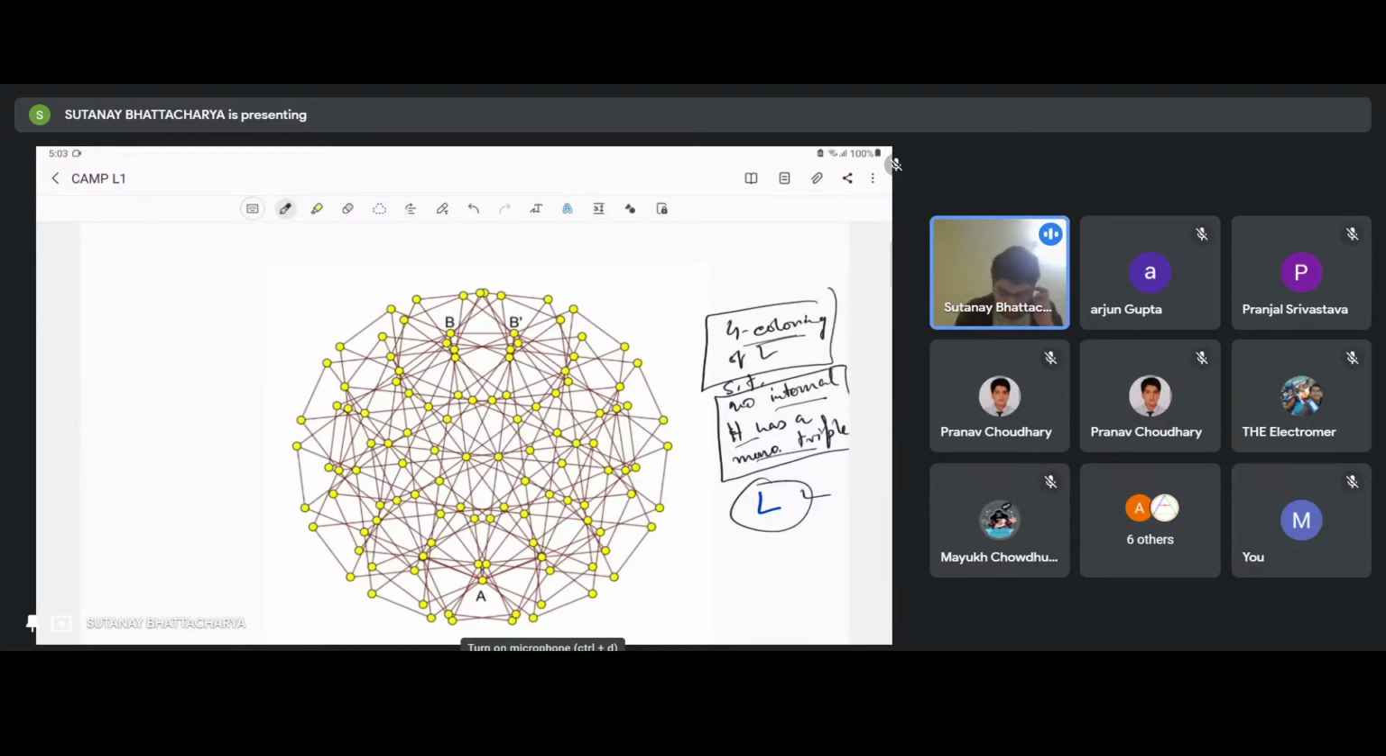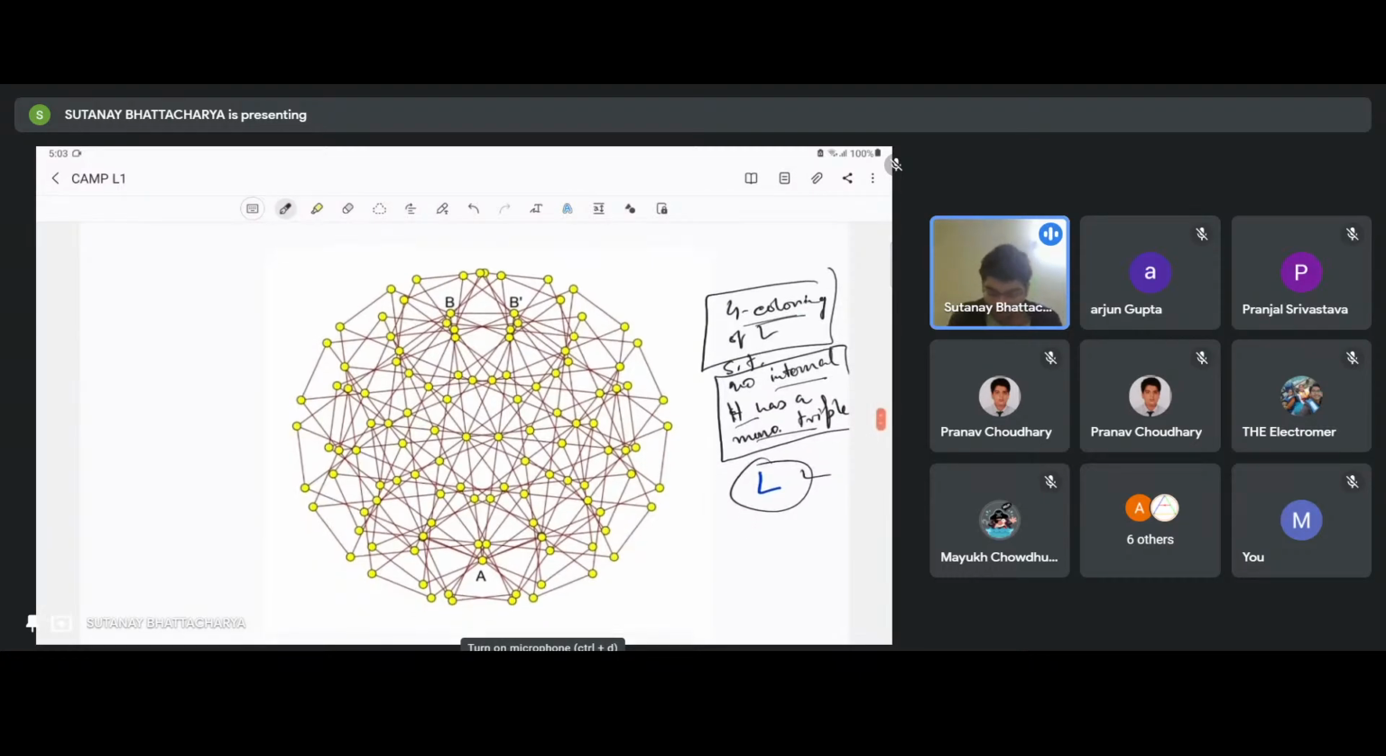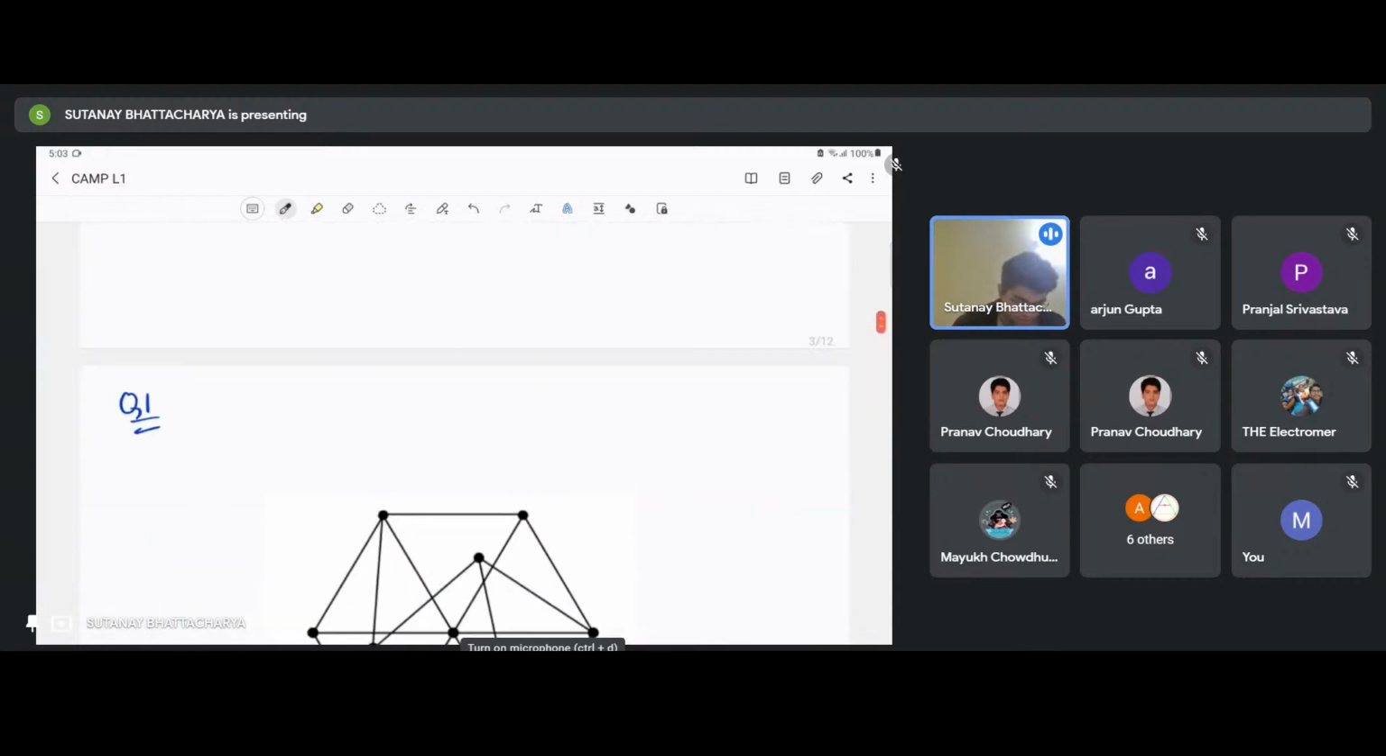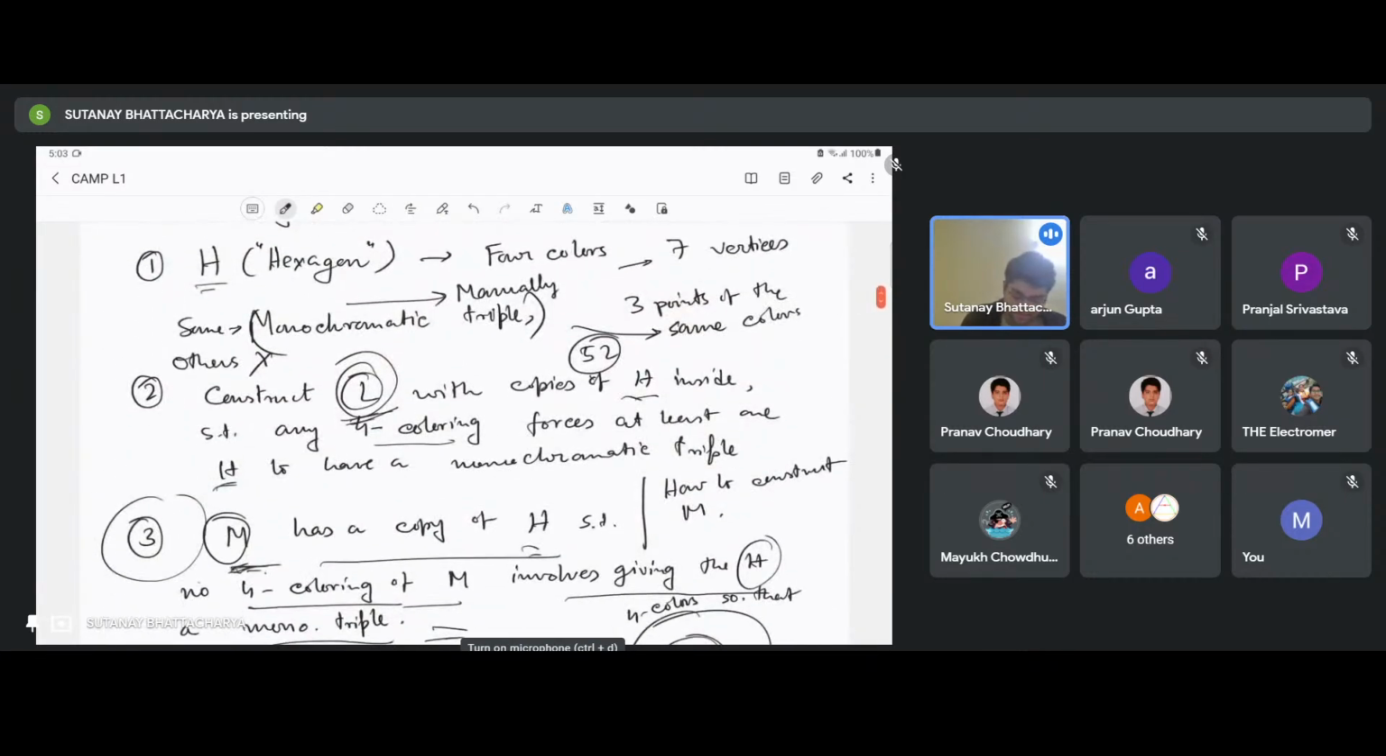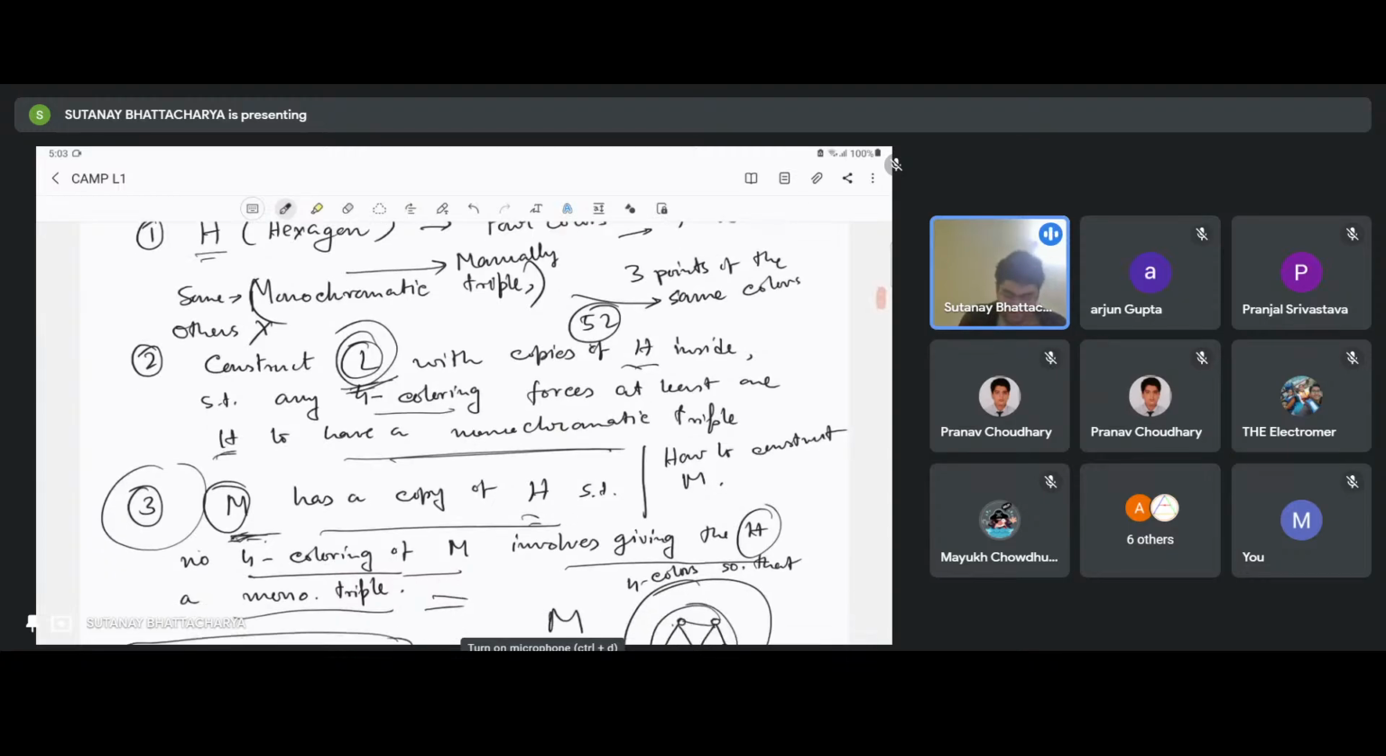How far were we? What we have proved is we have constructed this huge graph L so that any four coloring of L has to induce at least one monochromatic triple inside one of its edges. And if you remember, this was exactly the required second step.